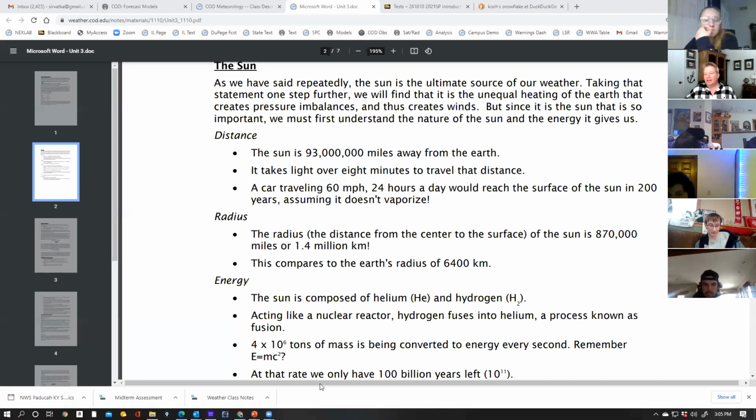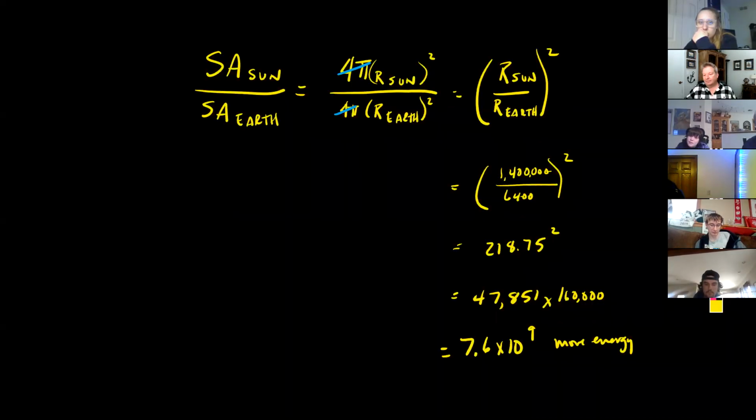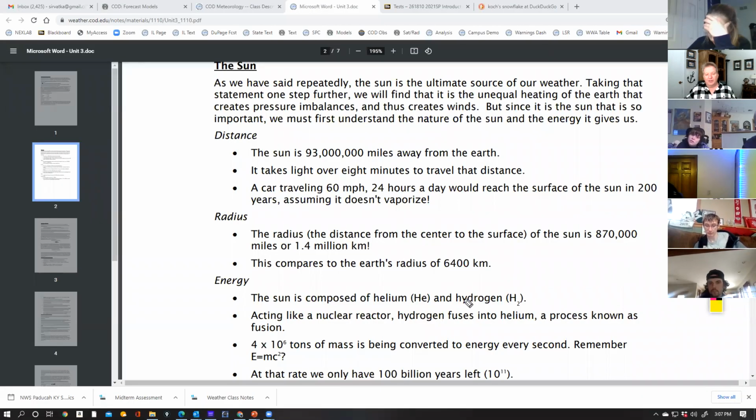So if you look over here on this page, hold on, resume share. It says the sun is like a nuclear reactor. Hydrogen fuses into helium, known as fusion. We have mass being converted to energy. Wouldn't that create plasma though? Well, yeah, it does. So E equals mc squared, mass times the speed of light squared, which you'll see in the lab.